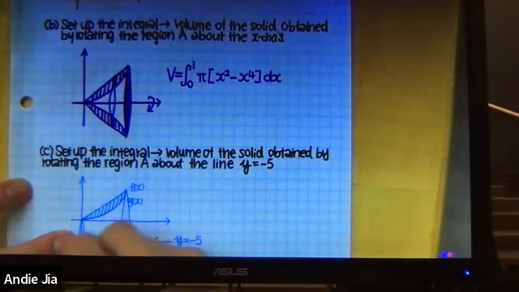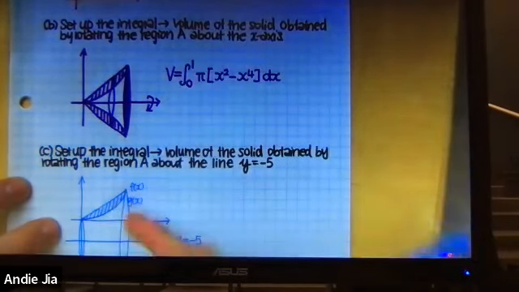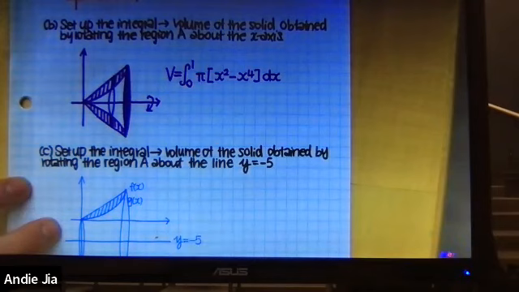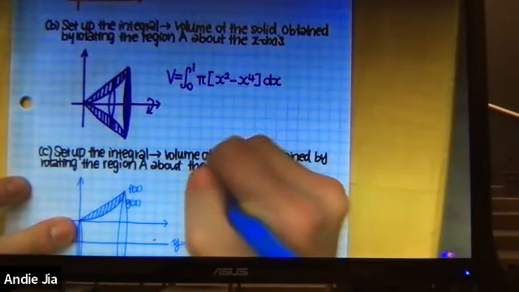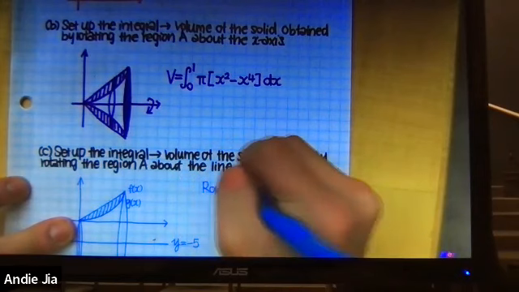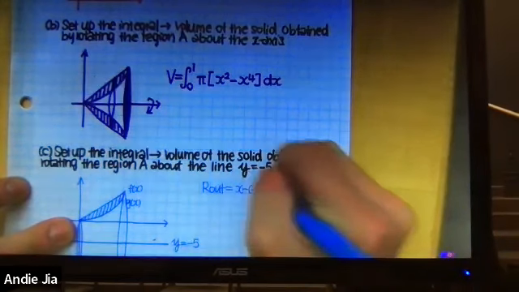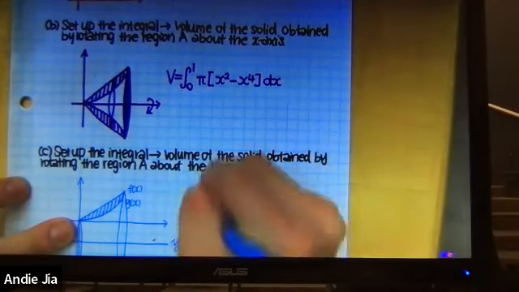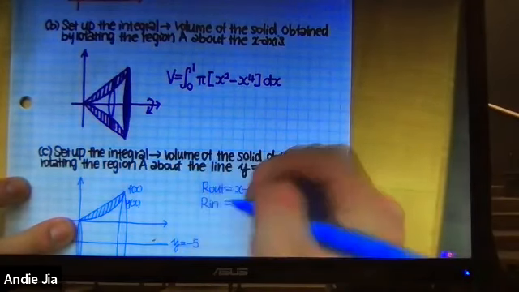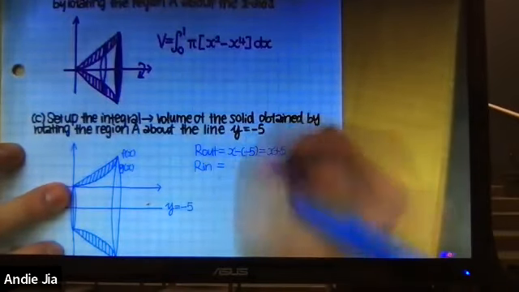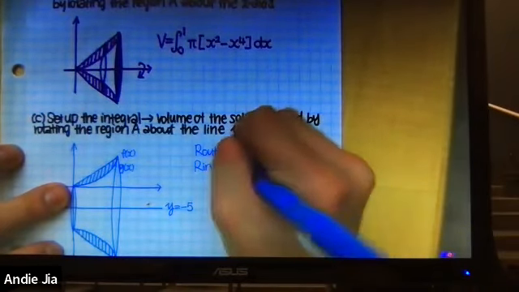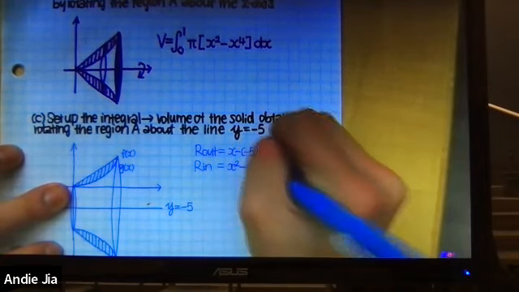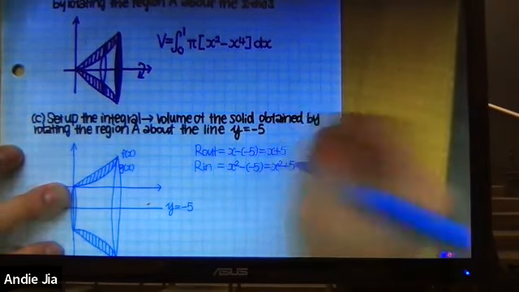The outer radius is f of x minus -5, which is x plus 5. The inside radius is g of x minus -5, so x squared minus -5, which is x squared plus 5.